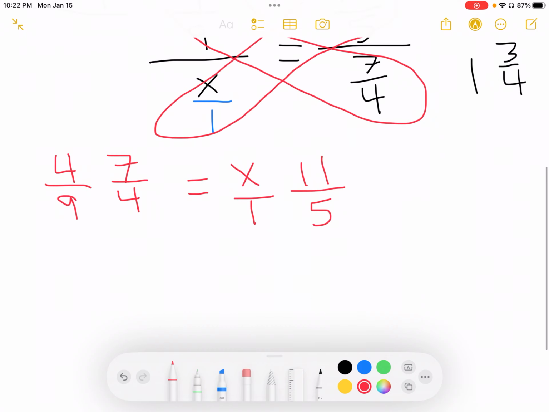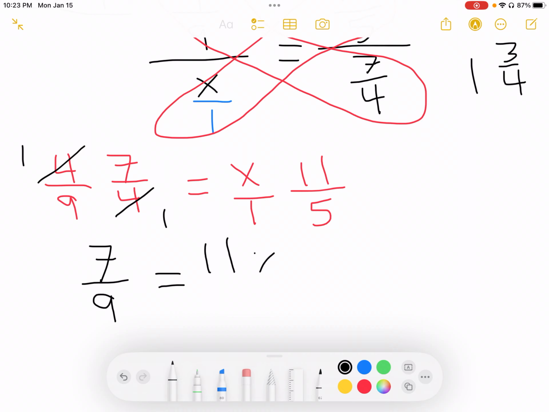And then we'll quickly do this. So then I have these 4's cancel out and they become 1's. And then that's it pretty much. And then I have 7 over 9, and then it's equal to 11 times x over 5.